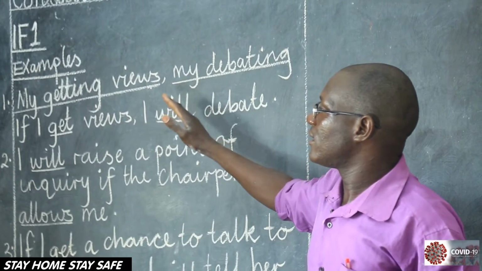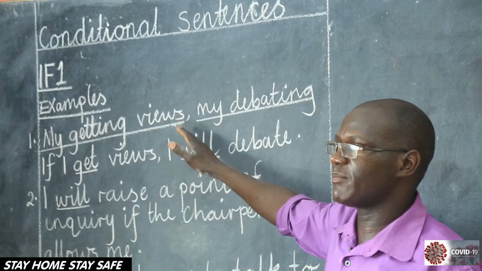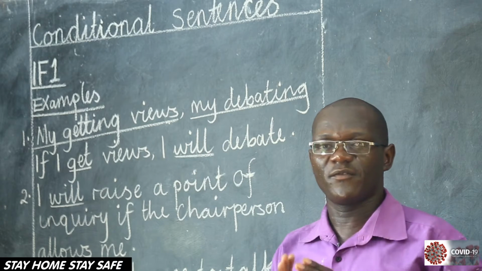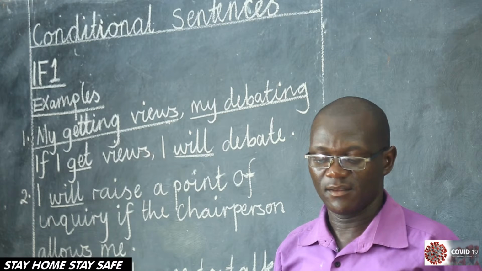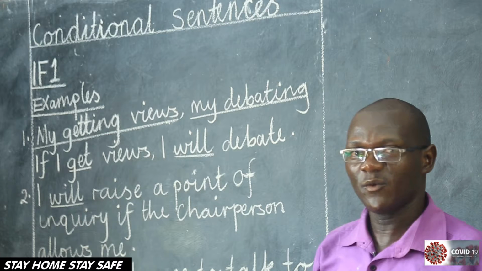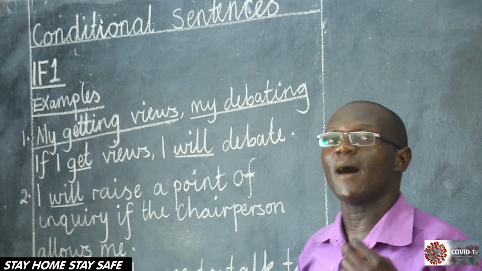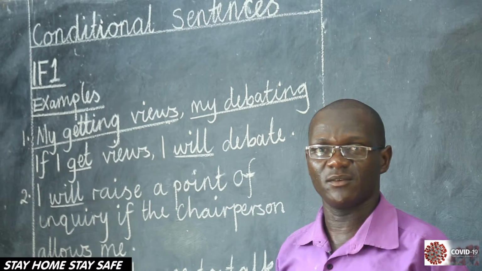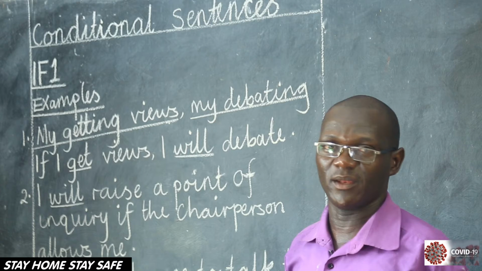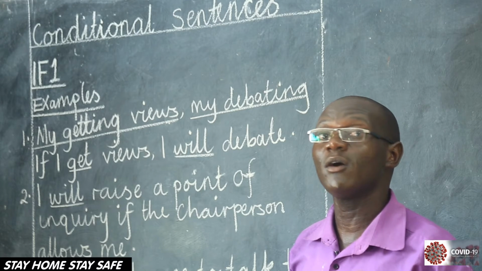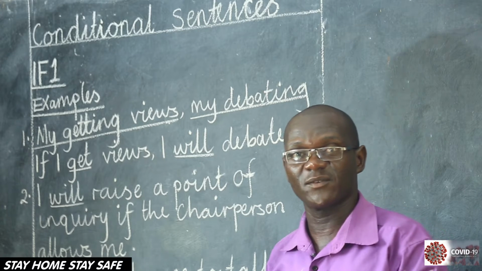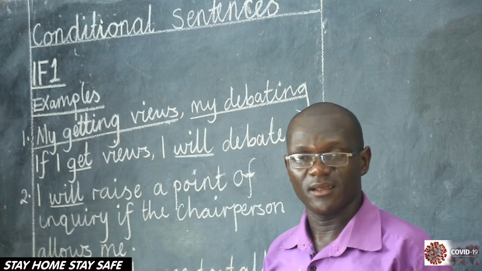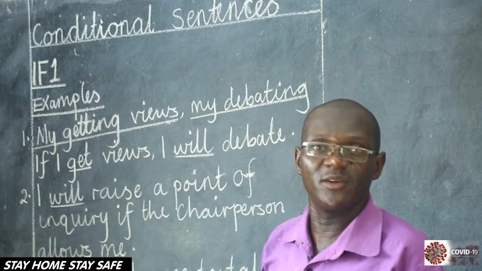In if one, we have a condition separate from a result. These two parts of the sentence can be referred to as clauses. Thus, we have an if clause, which carries a condition. Then we have a main clause, which has the result. As I told you earlier, there must be something you must fulfill for another thing to happen. Take an example, watching television after doing home chores. You must first fulfill the activities of cleaning utensils, slashing the compound, even cleaning the compound, then you go and do the watching.